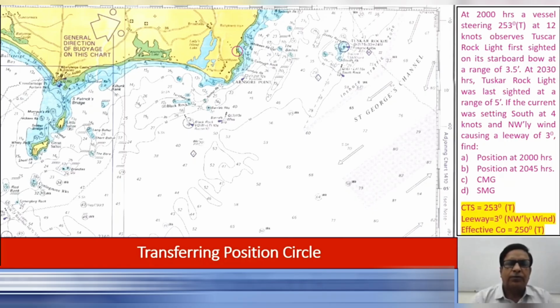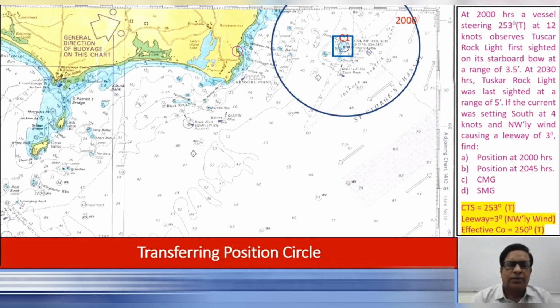So when we have to allow for both wind and current, we allow for wind ideally on answer sheet, and we use the effective course to plot. So now we first draw the 2000 hour position circle. We identify Tusker Rock, this is C1, with C1 as center and first sighting range of 3.5 miles acting as radius. We draw this position circle, blue one. This is the position circle at 2000 hours.